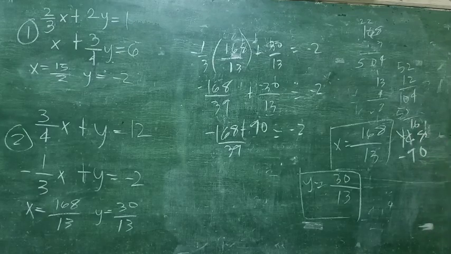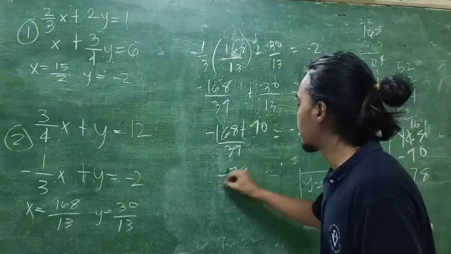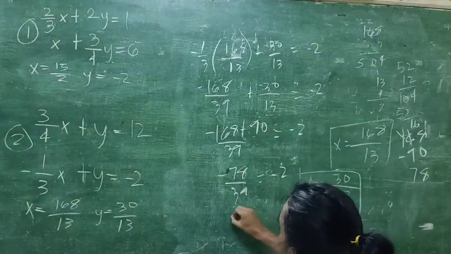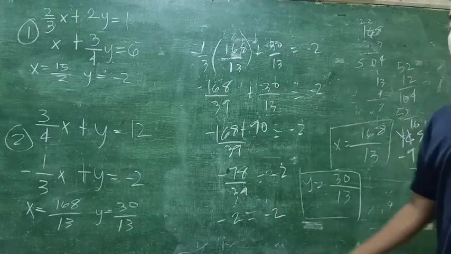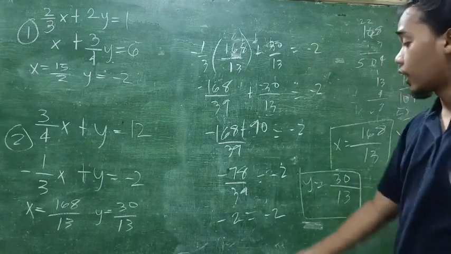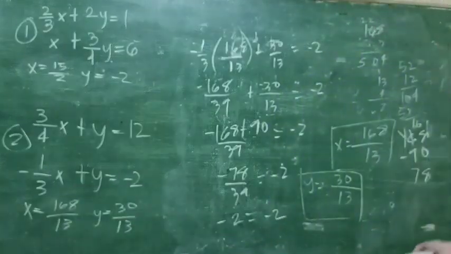That is 78, so negative 78 over 39 plus the negative 2 is equal to negative 2. So negative 78 divided by 39 is negative 2, and negative 2 is equal to negative 2. So we got the right answers.